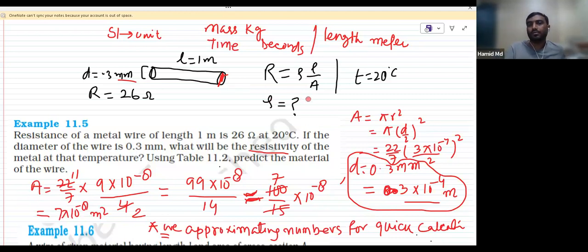So resistance we already know. Keep all the values over here. If we take this side, rho is R times A divided by L. This will be the expression for rho. Clear?